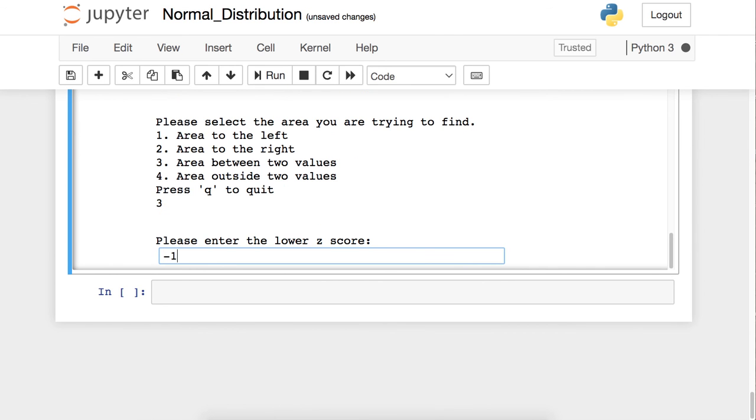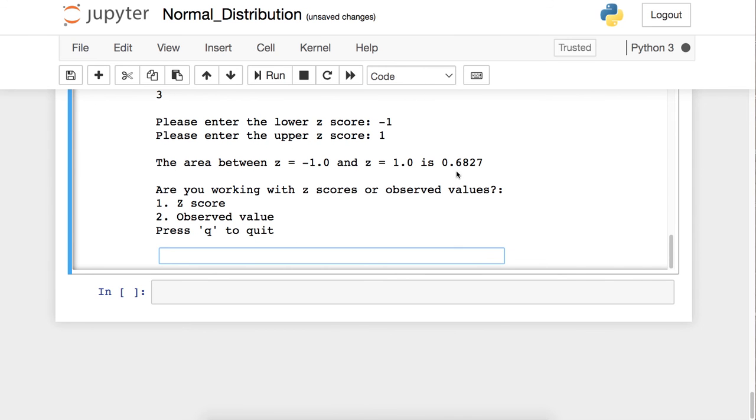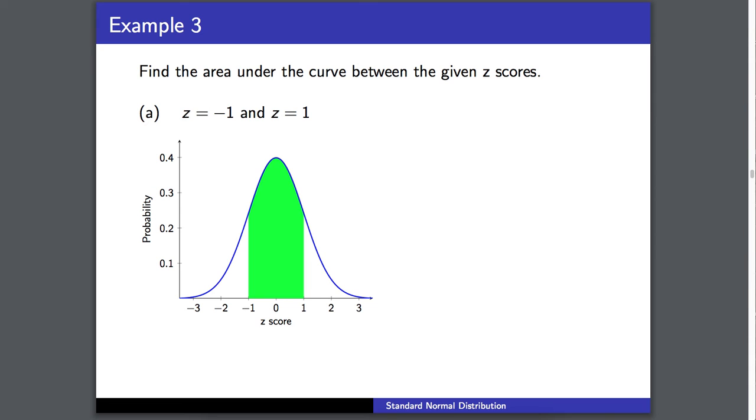The lower z-score is -1. The upper z-score is 1. And we have about 0.6827. So our probability of selecting a z-score within 1 standard deviation of the mean is about 68.3%. So about 68.3% of our data values are within 1 standard deviation of the mean.